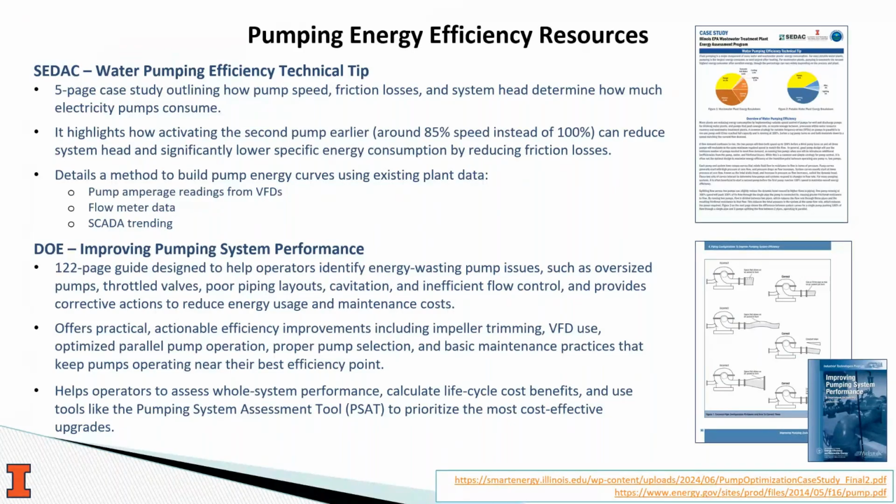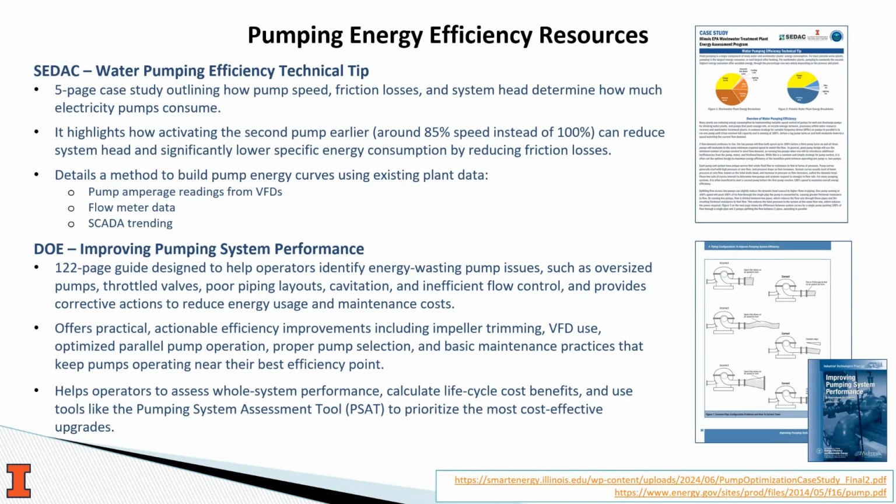Like, whenever a second pump is activated, if you activate a second pump earlier, at 85% speed rather than 100% speed, that can actually lead to reduced system head and friction. It highlights simple strategies like that, and how it can have energy saving impacts by changing some of those processes.